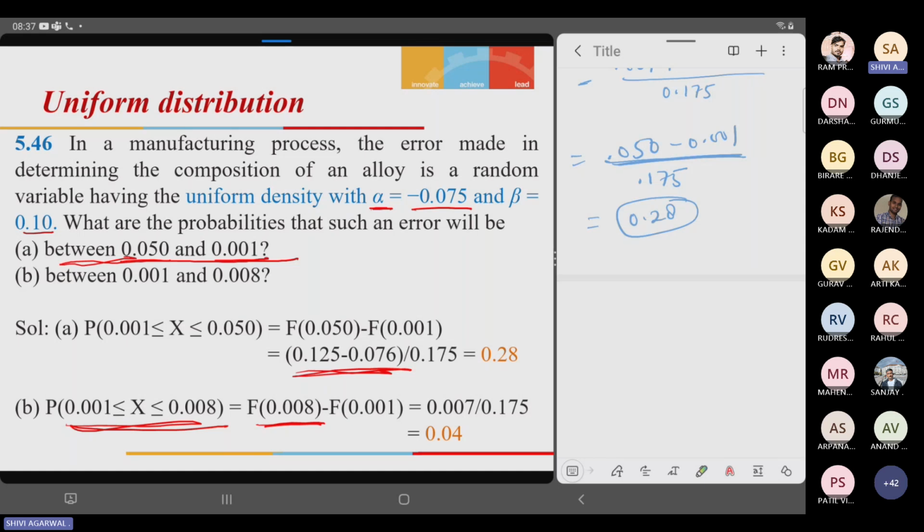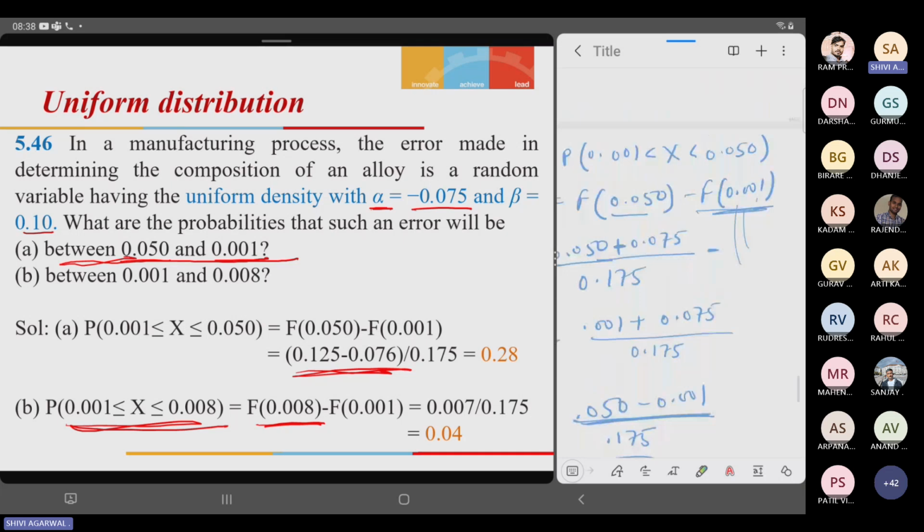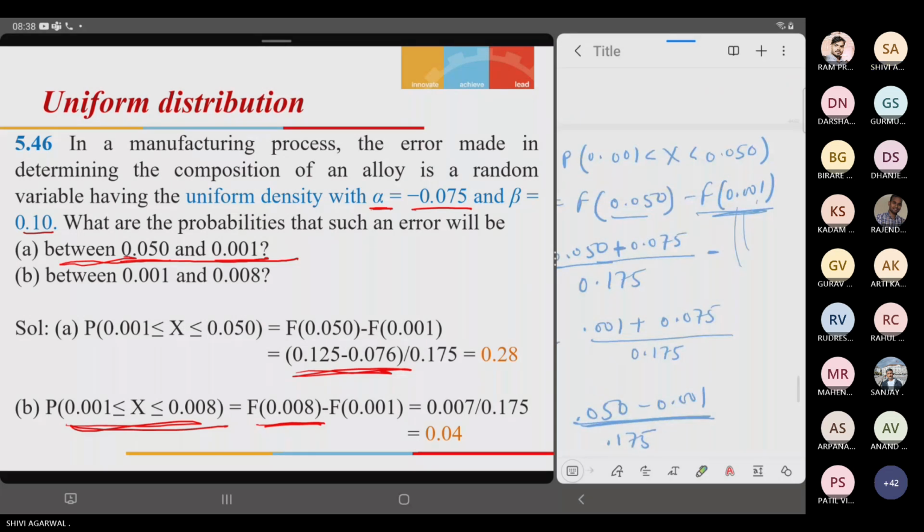Please repeat what. Okay, no voice, no audio. Again, there is no audio. Are you not getting my voice? Now, okay, fine. Thank you. So what do you want to repeat? We have to find out this probability. Clear?